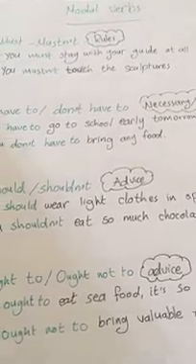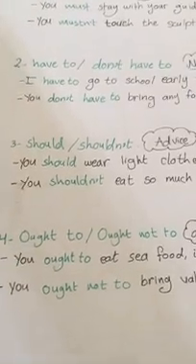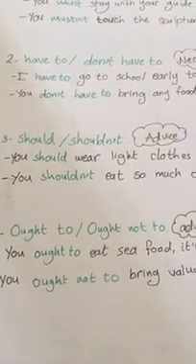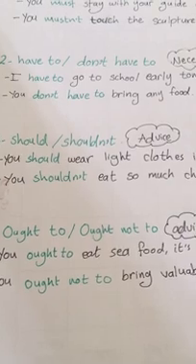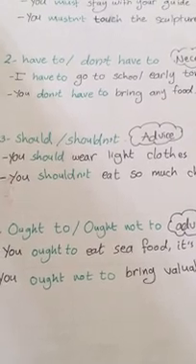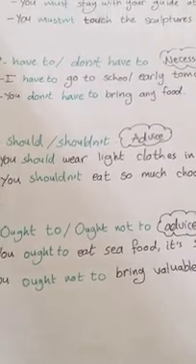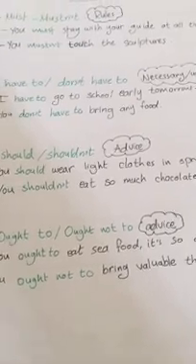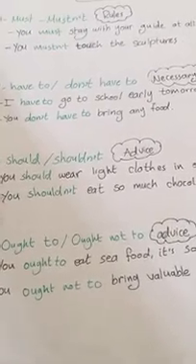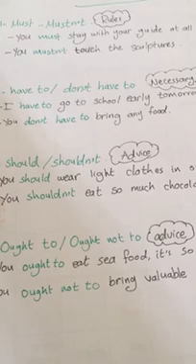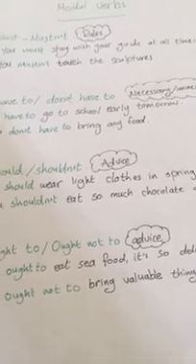Okay? Well, let's go to the third couple, which is should and shouldn't. We use should and shouldn't to give advice. The first example, you should wear light clothes in spring. It means this is my advice for you, okay? To wear light clothes in spring.